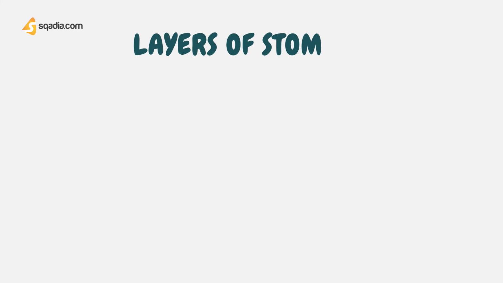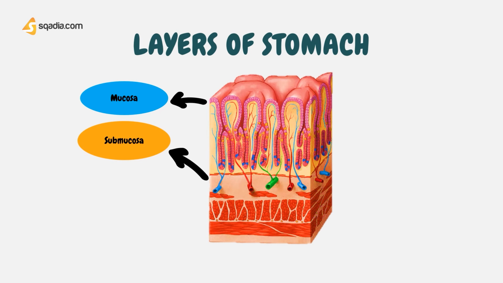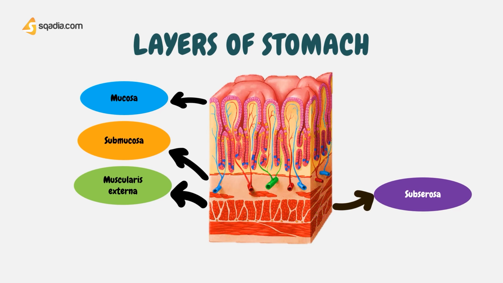Now, as we have viewed the microscopic layers of stomach, we will study each one of them in detail. Firstly, we have an innermost layer of stomach called as mucosa. The mucosal layer is of prime importance because it contains many distinguishing features. The second layer is the submucosa. The third layer is muscularis externa. As its name indicates, it is entirely composed of muscles. Then we have a subserosa, which is actually a part of serosa, the fifth and the outermost layer of stomach.